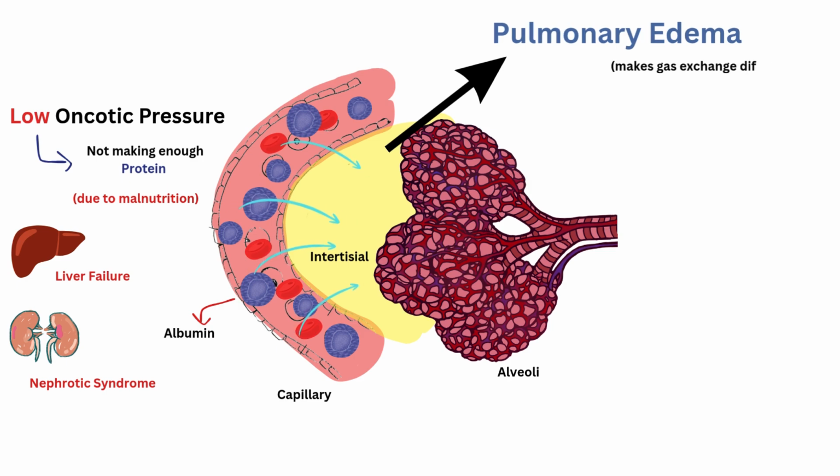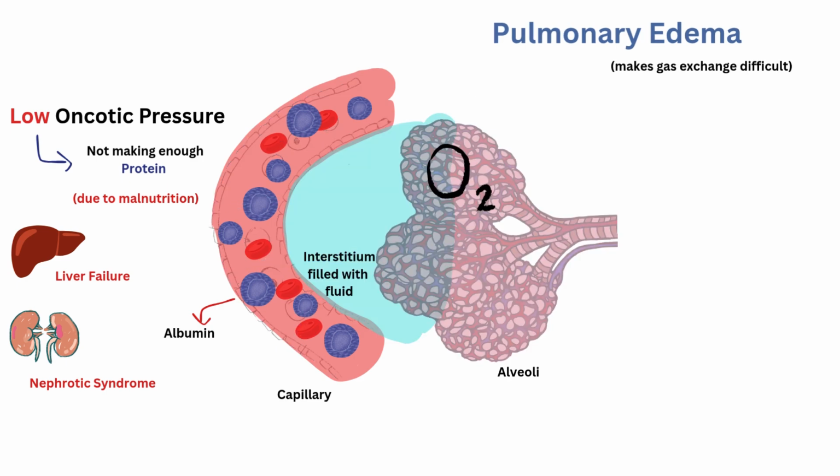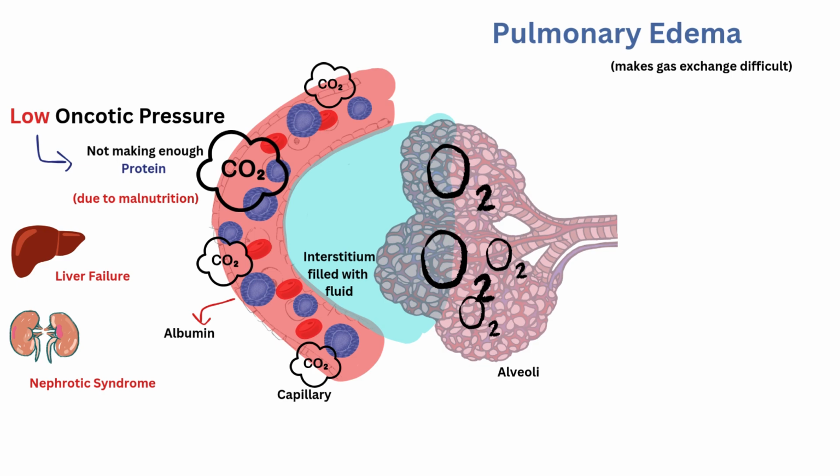Pulmonary edema makes gas exchange difficult because oxygen and carbon dioxide have to diffuse through a wide layer of interstitial fluid to get from the alveoli to the pulmonary capillary and vice versa. That journey can take too long relative to how quickly blood moves through the lungs, and that makes it hard to fully oxygenate the blood.